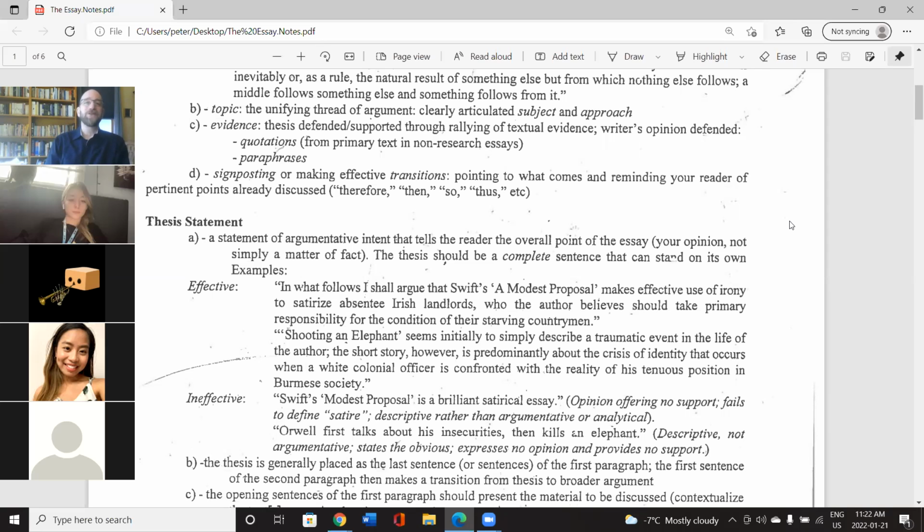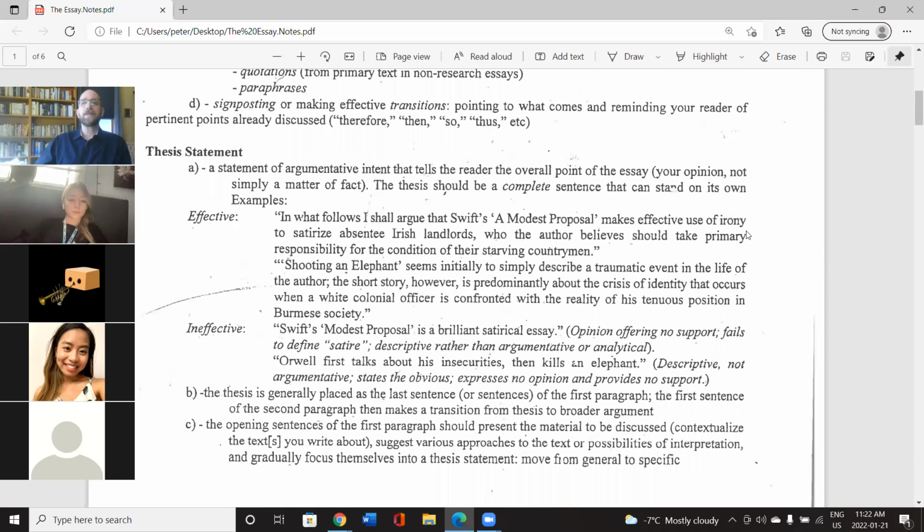Okay, the thesis statement. Let's talk about thesis statements. What is the thesis statement? The MLA guidebook gives a lot of good advice on thesis statements that we'll look at in more detail in the coming weeks. But a thesis statement is a statement of argumentative intent. In this essay, I shall argue that. That's a great way to open a thesis statement, at least to yourself.